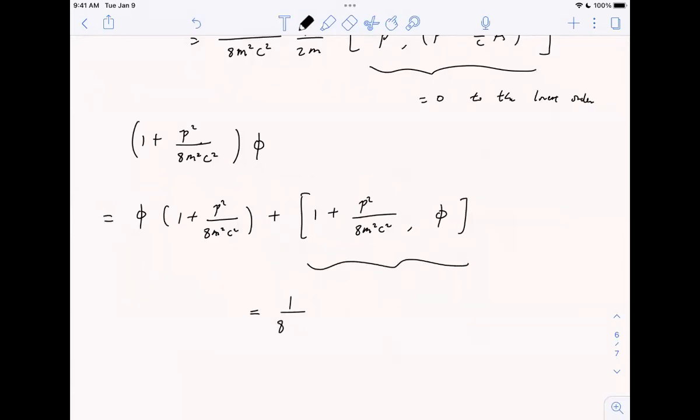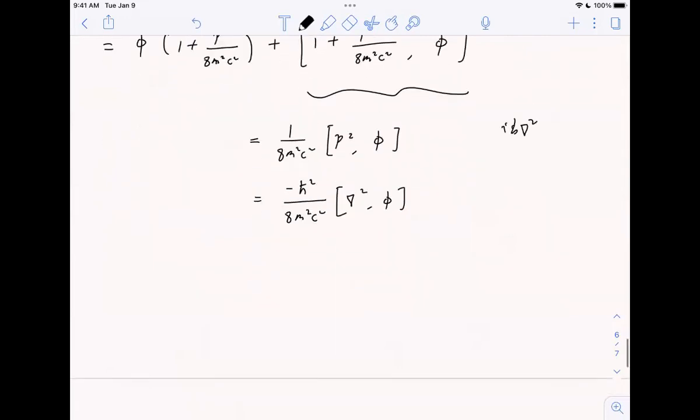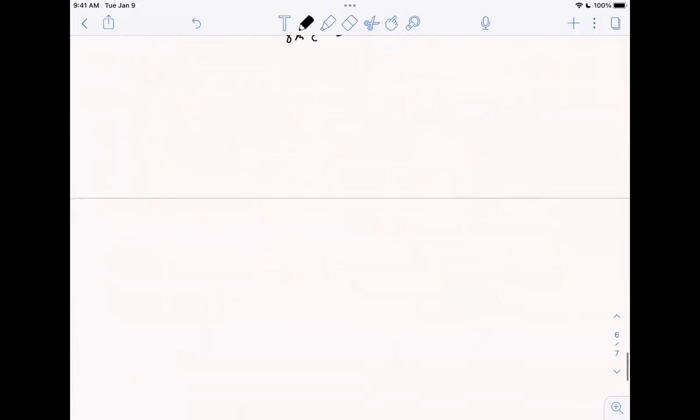So you have the p square commutator. And then the p square is just h bar this. So when you square, then you have a negative h bar square here. Then you have this. Okay, so let's deal with this thing.